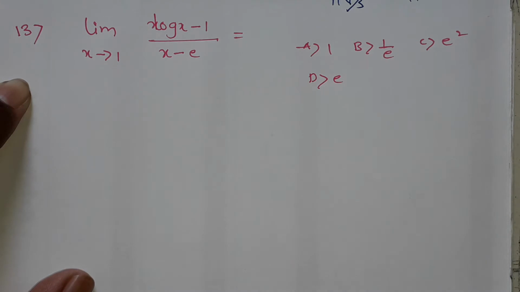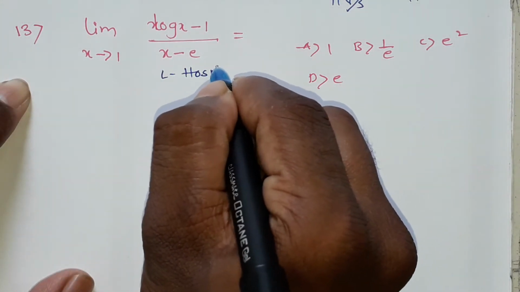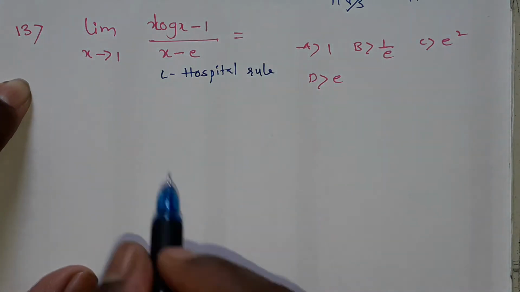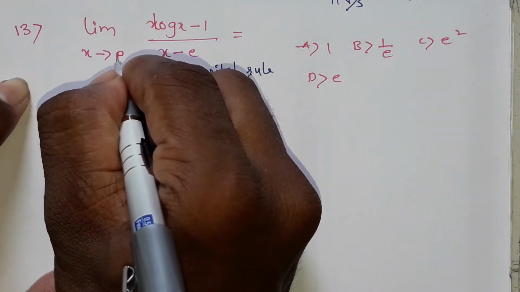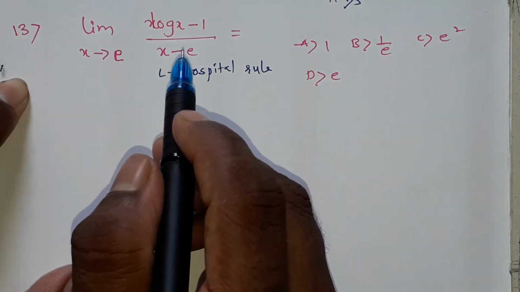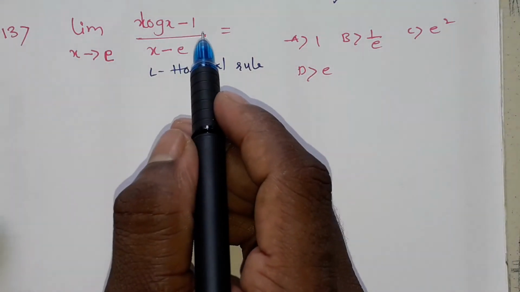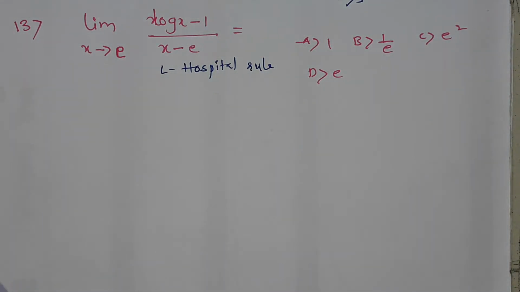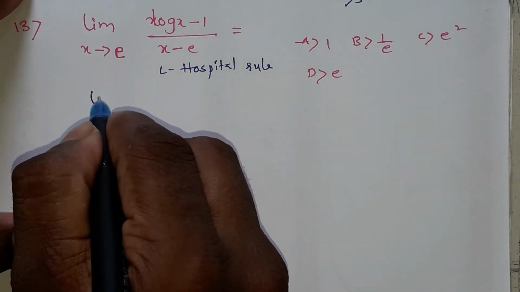Simple question. Same as before, apply the L'Hospital rule. The reason for applying the L'Hospital rule: in place of x the limit value is e. In place of x we substitute e, log e value is equal to how much? 1. Log e is the natural logarithm, so log e is equal to 1, and 1 minus 1 is 0. In the denominator, e minus e is 0. 0 by 0 indeterminate. Apply the L'Hospital rule.